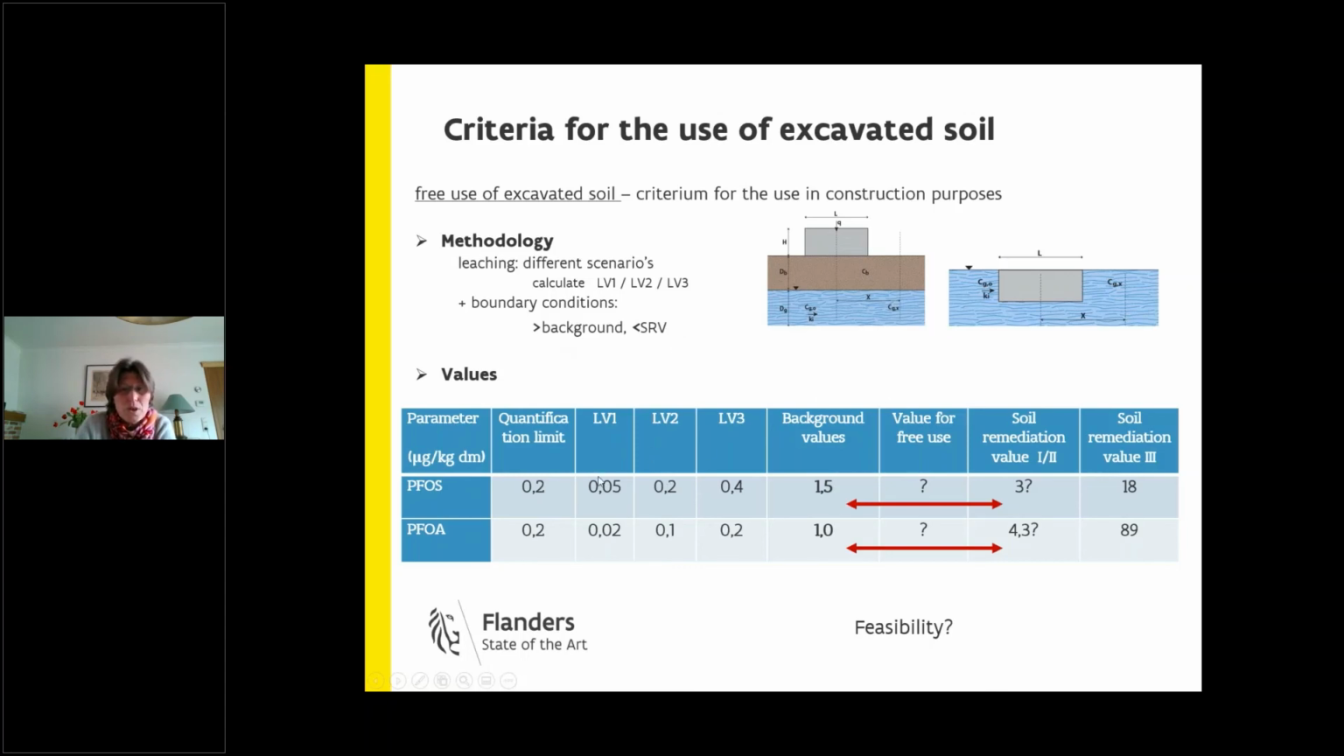The results you can see below: all the limit values that take into account the risks for leaching are below the background values. This makes it a bit hard to determine a criterion for the free use of soil. Meanwhile, we have finalized our decisions and are about to publish them. We decided to use 3 micrograms per kilogram of soil for PFOS and also for PFOA. And then we have to adjust also the soil remediation value.